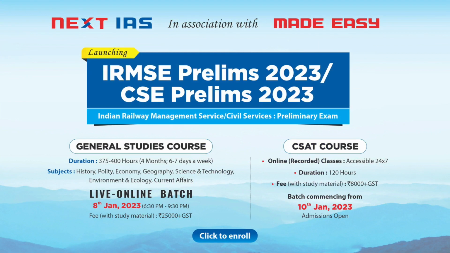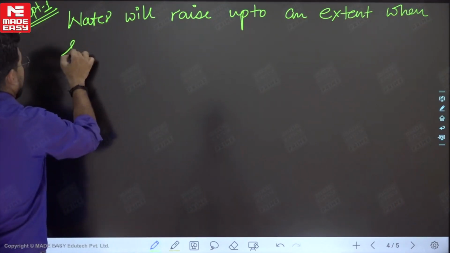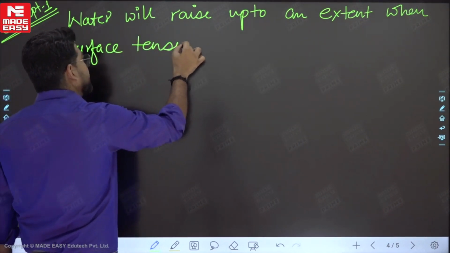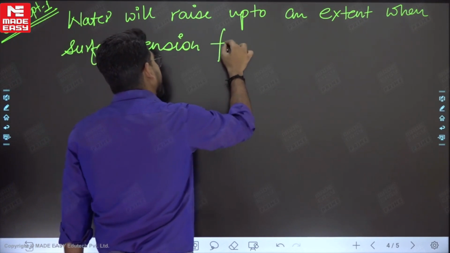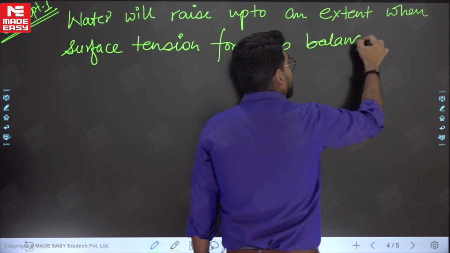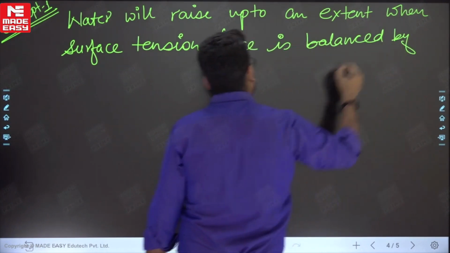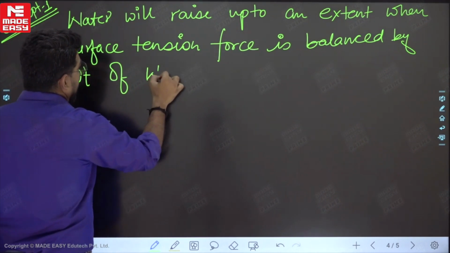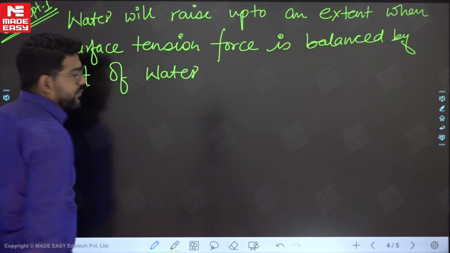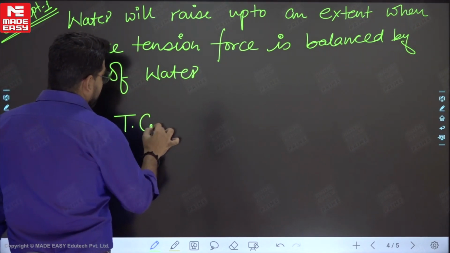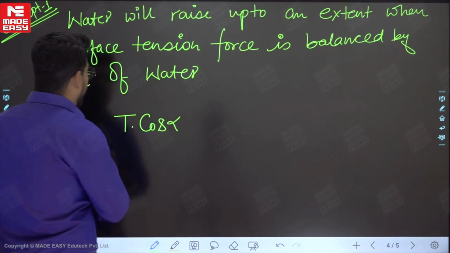when the surface tension force is balanced by the weight of water. Am I right? Weight of water. So in this case we have to balance these two things. First of all, in the upward direction, there is what? T cos alpha. So we can say that this T cos alpha is acting upward.